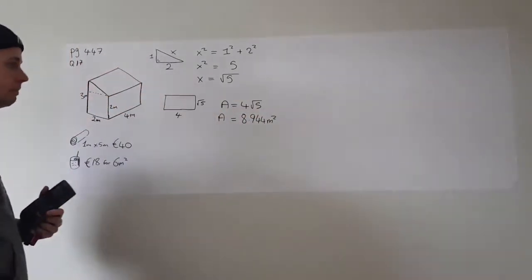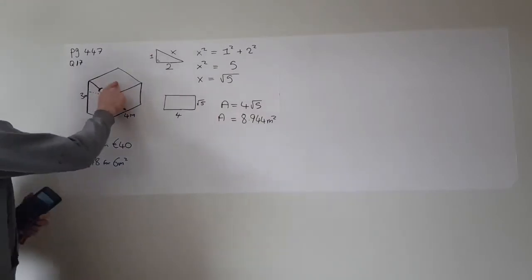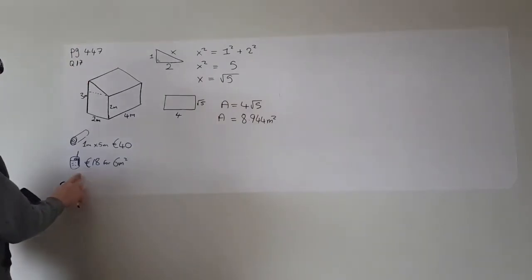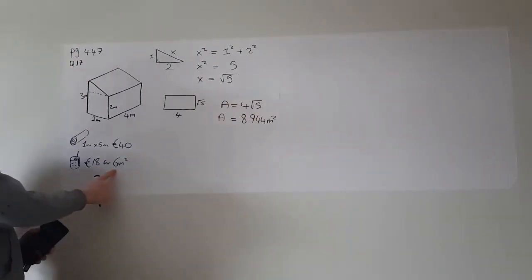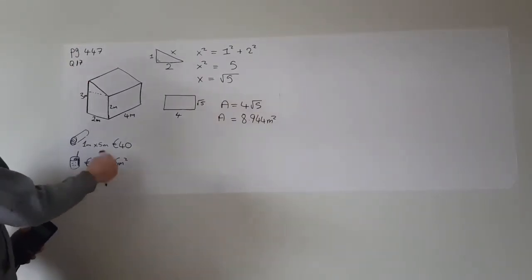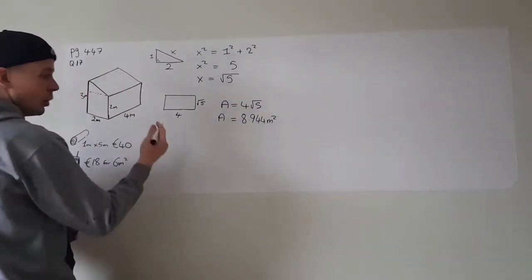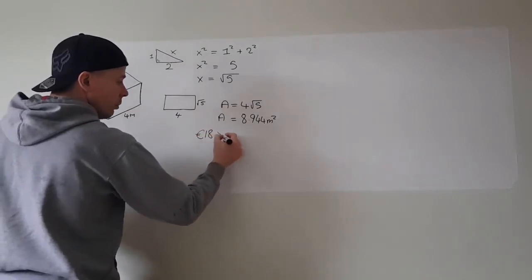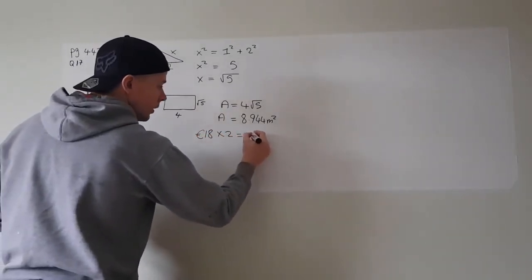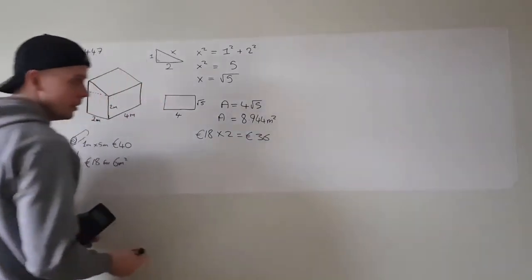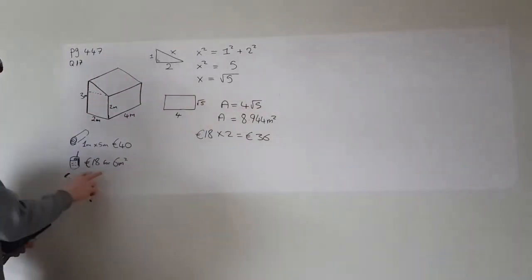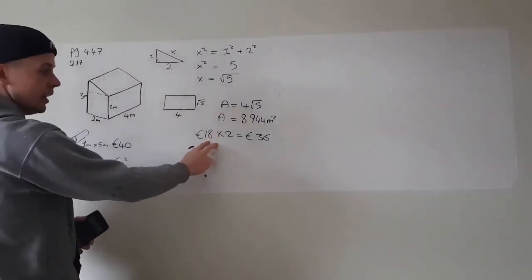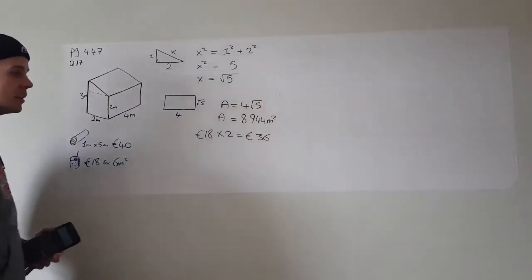So if the area of this roof is 8.944 meters squared, one tin will only cover 6 meters squared. So I need 2 tins. First of all, we have to work out the cost of the materials for the roof. So it's going to be my 18 euros by 2. Because we can't buy a bit of a tin, you have to buy a full tin. So 6 and 6 is 12, so we're going to have a bit left over, but 18 euros per tin is going to give you 36 euros.